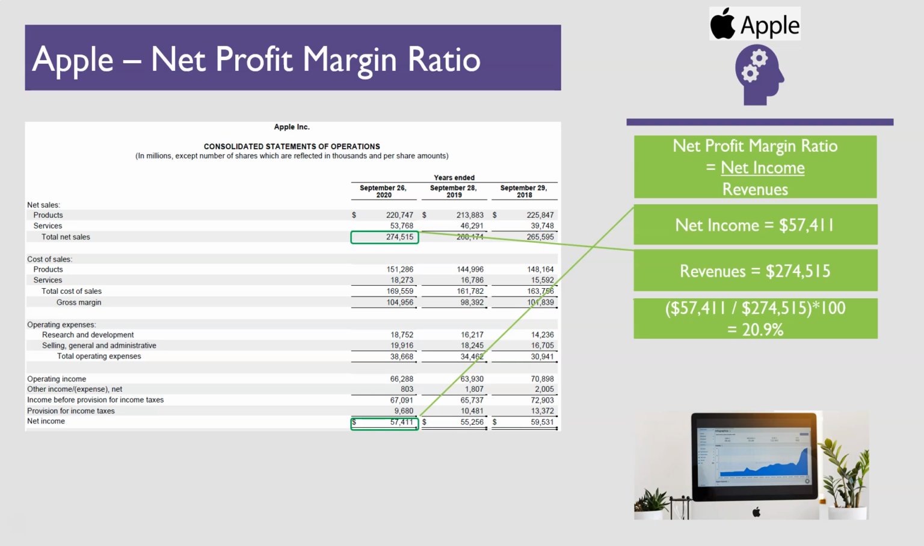So what does this mean? Well, this tells us that Apple makes approximately 21% of net margin from its sales. In simple terms, Apple generates around $21 of net income for every $100 of revenues.